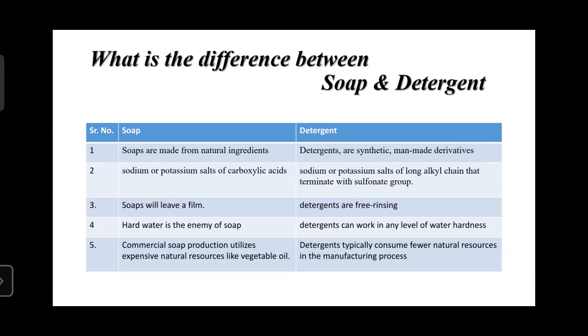Commercial soap production utilizes expensive natural resources like vegetable oil. Detergents typically consume fewer natural resources in the manufacturing process.